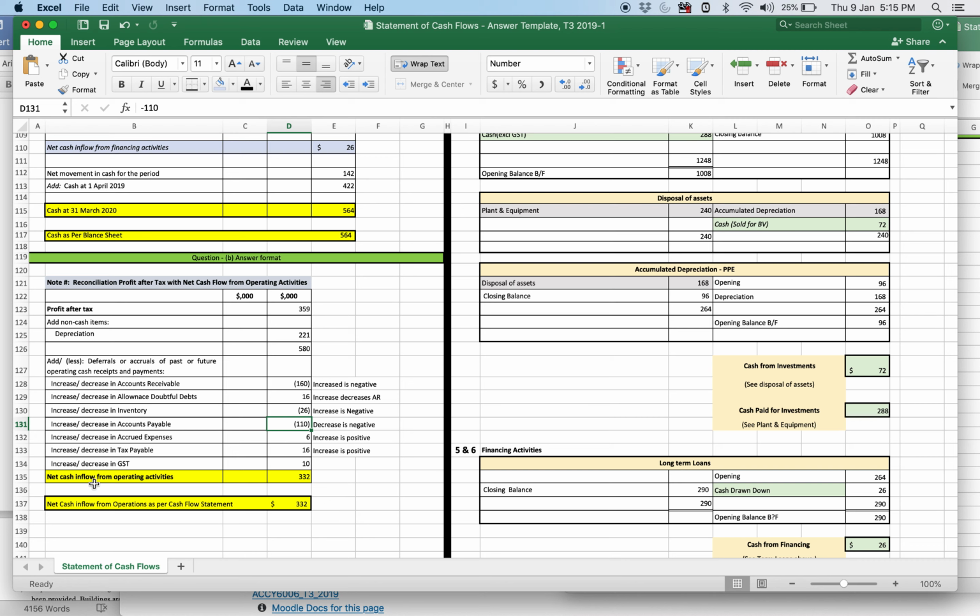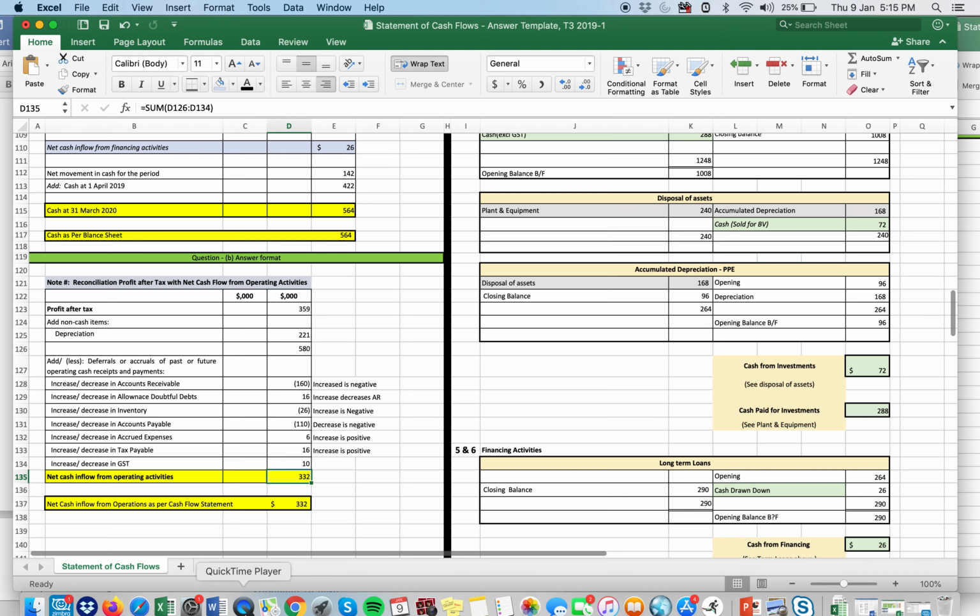Now you see the net inflow from operating activities equals the net cash inflow from operations as per the statement.